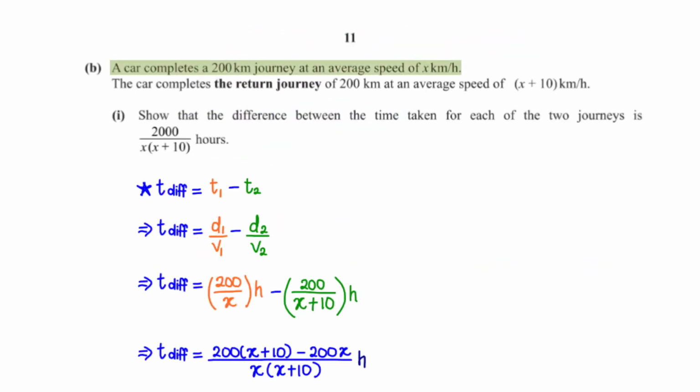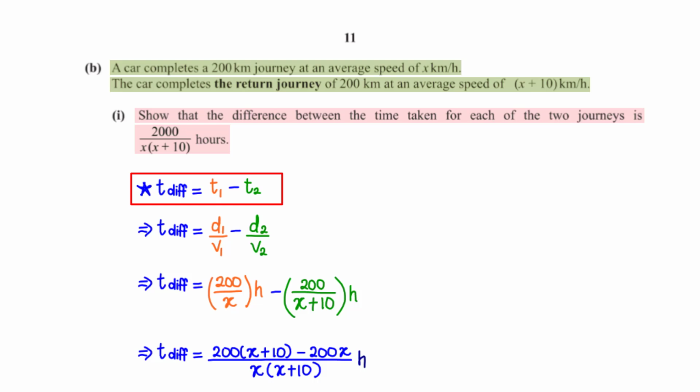A car completes a 200 kilometers journey at an average speed of x kilometers per hour. The car completes the return journey of 200 kilometers at an average speed of x plus 10 kilometers per hour. Show that the difference between the time taken for each of the two journeys is 2000 divided by x times x plus 10 hours. The difference in the time duration would be the time duration for journey 1 minus the time duration for journey 2.